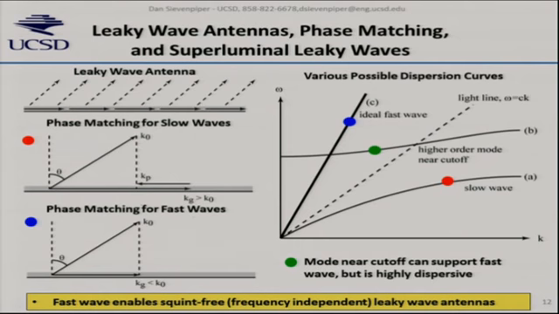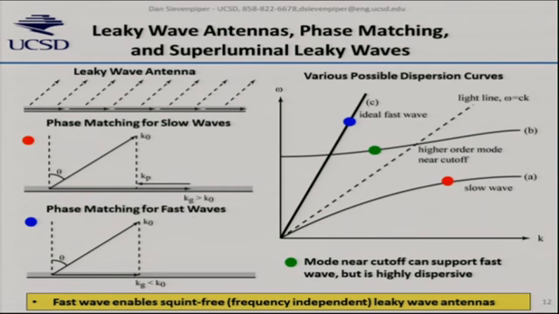This would be a number of possible dispersion curves. So a slow wave is below the light line. And then we use periodic scatterers to provide phase matching between that slow wave, this long wave vector, and the wave vector in free space corresponding to the angle we'd like to steer to. And the period of those scatterers then determines that radiation angle.